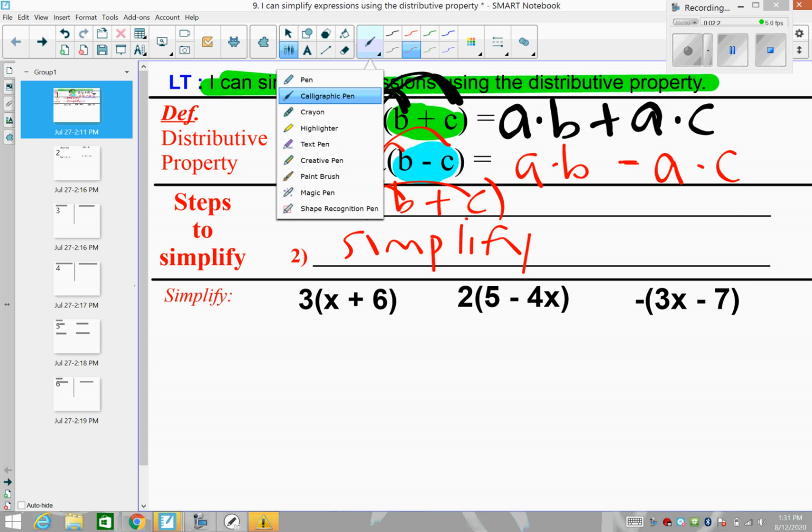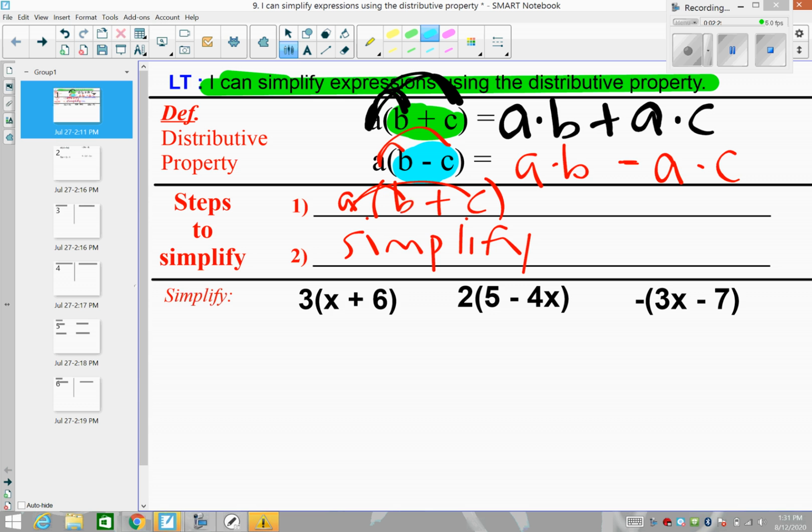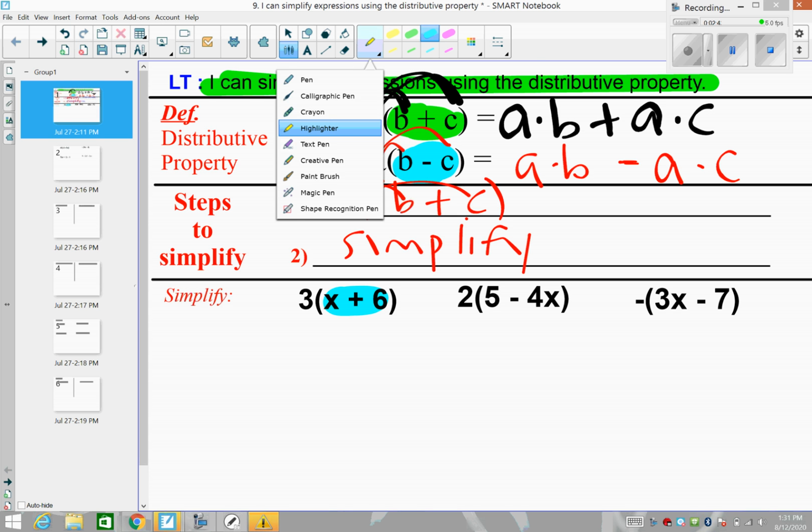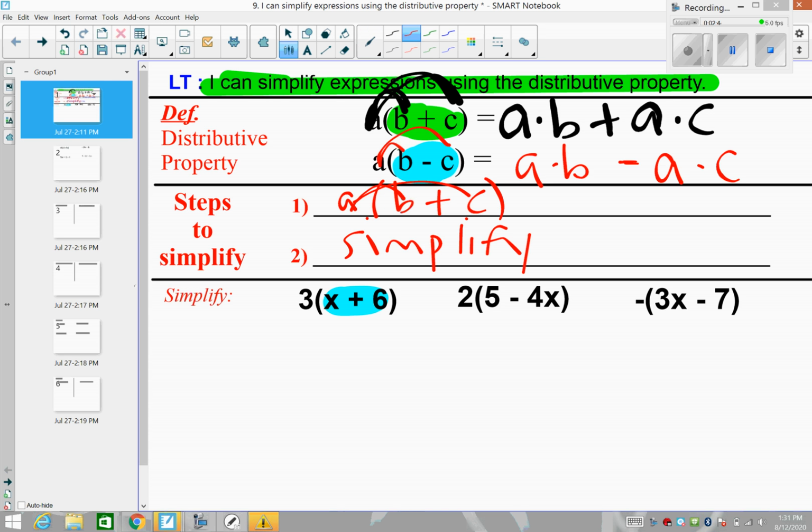So let's take a look at why we are using this. Here's a great example. Order of operations says that we have to do the parenthesis first. So we want to do parenthesis first. So we have x plus 6. We can't combine those. They are unlike terms. So the only way to get rid of the parenthesis is to use the distributive property.